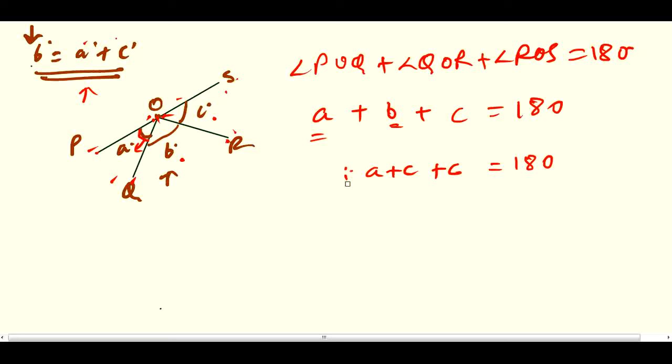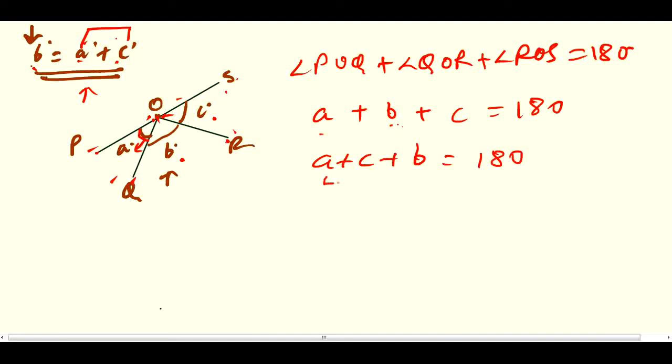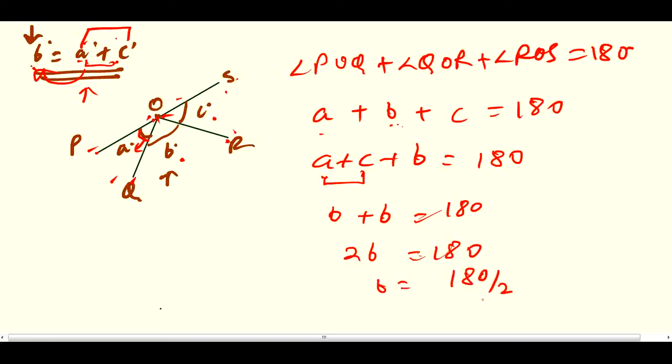Or you can solve it by A plus C. So in the question it is given that A plus C equals B. So we can arrange this as A plus C plus B equals 180. Now A plus C is equal to B. So in place of A plus C I will write only B, B plus B equals 180. B plus B, 2B equals 180, and B equals how much? 180 by 2, so B equals 90 degree.